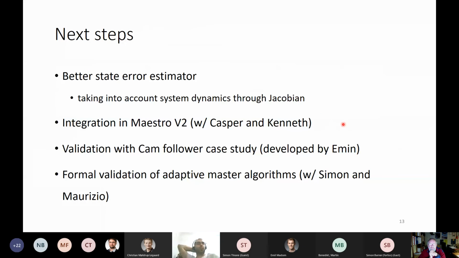For the next steps, we will improve. Emin is working on improving the state error estimator, particularly taking into account the Jacobian of the system. This should improve our hypothesis one to make it more meaningful. We are planning on figuring out how to integrate this adaptive algorithm into Maestro V2. Emin is also developing a more complicated case study with a CAM follower. And of course, I would like to see Simon and Maurizio work on trying to validate this adaptive master algorithm. And that's all.